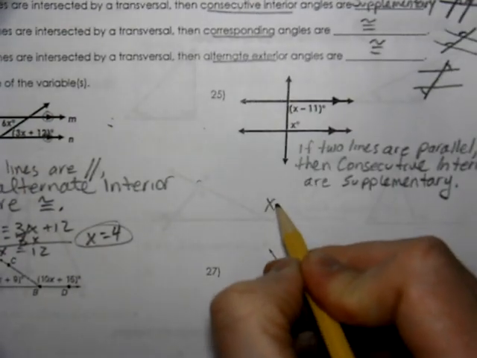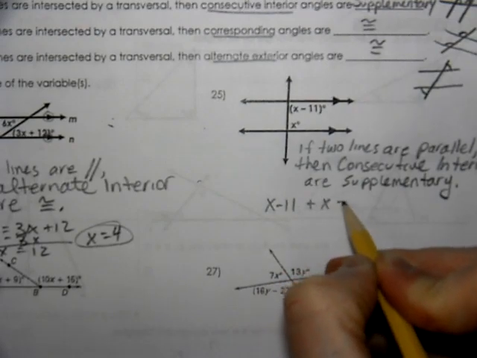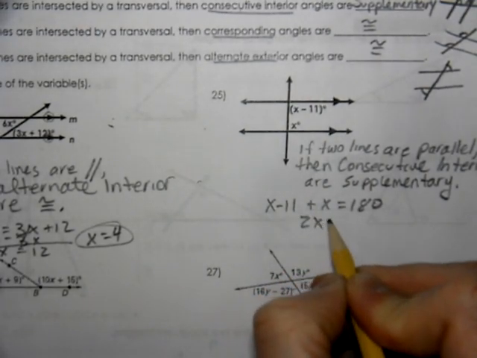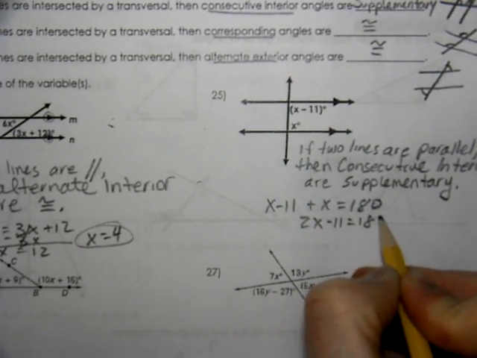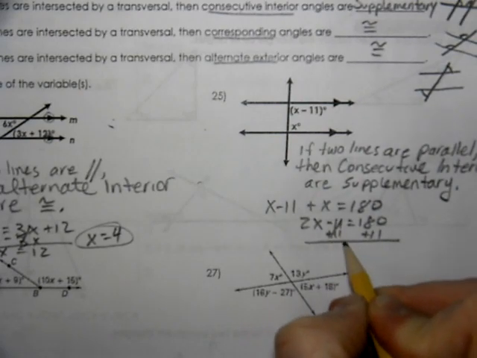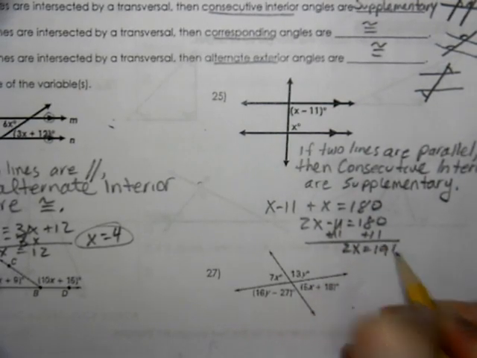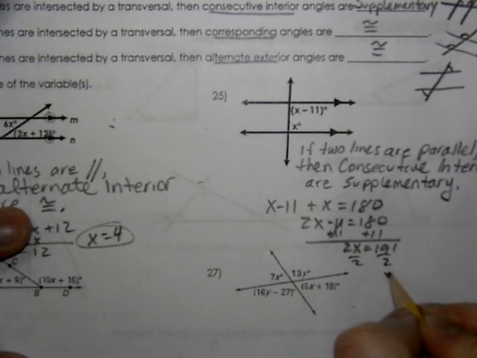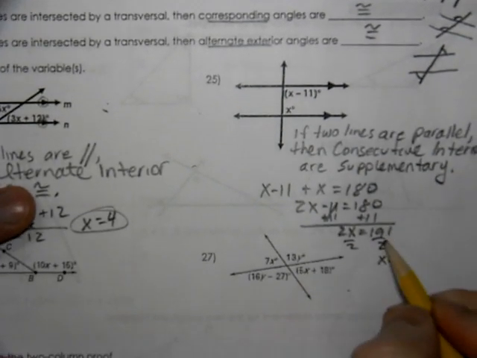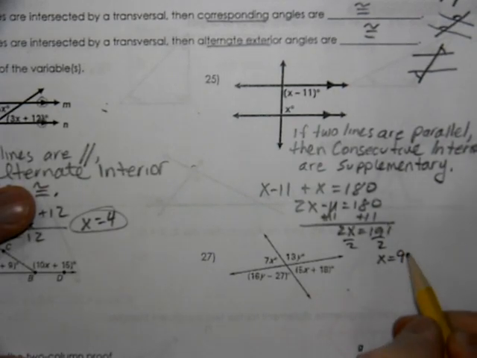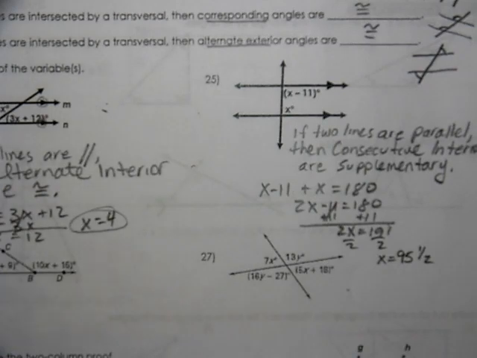So if they're supplementary, then we set them equal to 180. 2x divided by 2. So x goes into that 9 times with 1 left over, 5.5 times. It looks like 95.5.